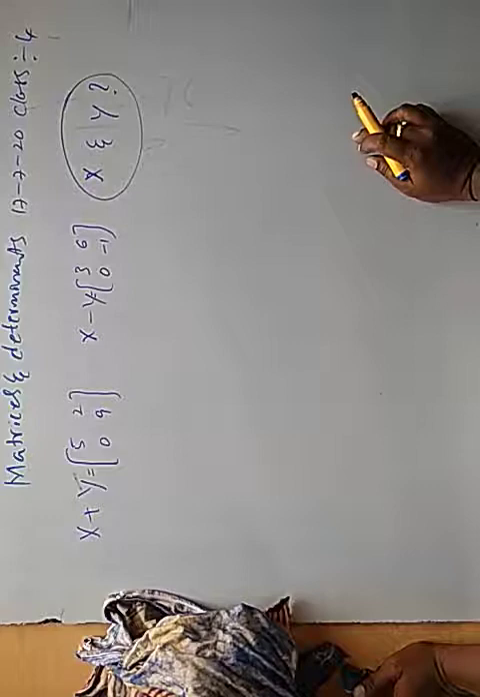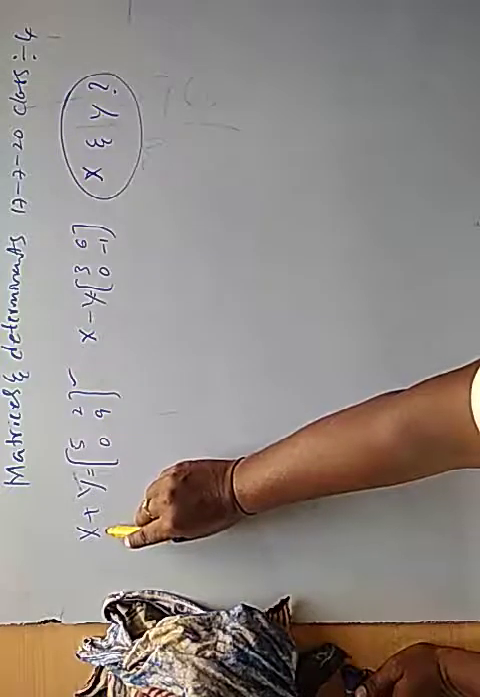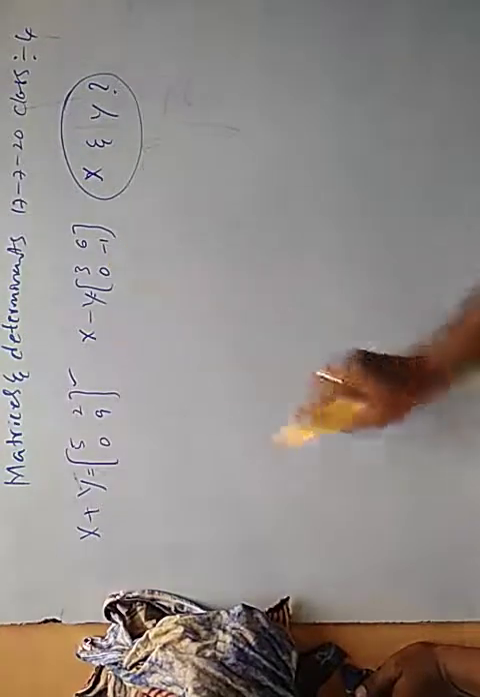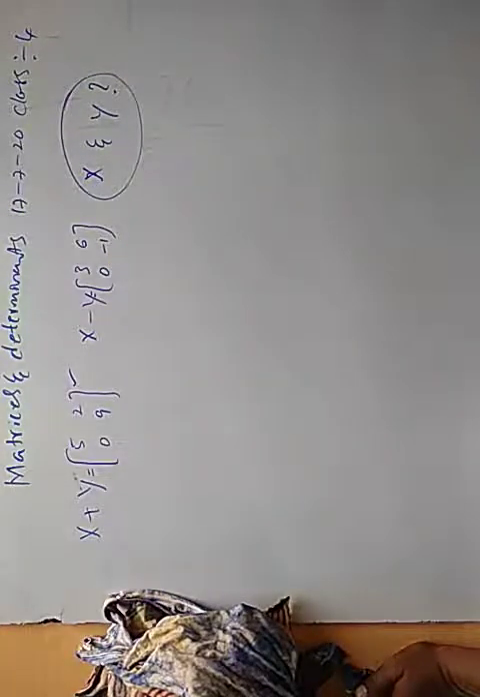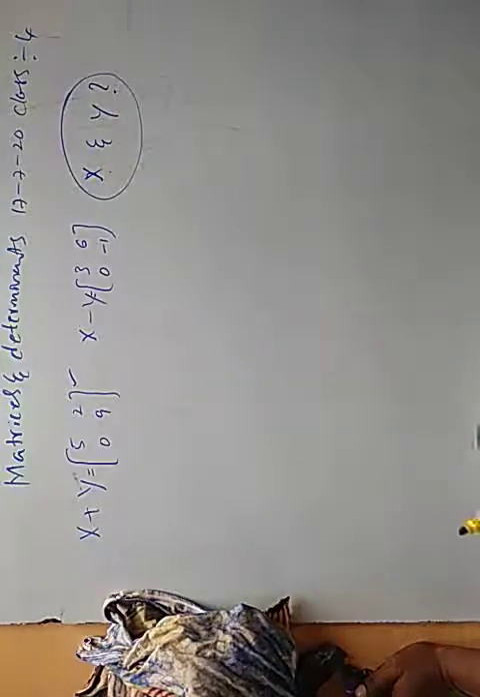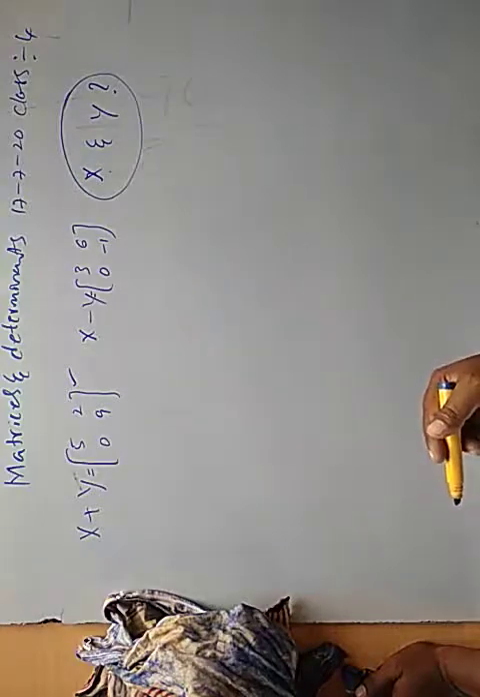Another problem is there about scalar multiplication of a matrix, which also includes addition and subtraction of matrices. The matrix representation is somewhat different: X plus Y, and here also some matrix is given, X minus Y. In this problem, we have to find the matrices X and Y. They are not asking to find the values of X and Y. X and Y are matrices in this problem. Catch this point.